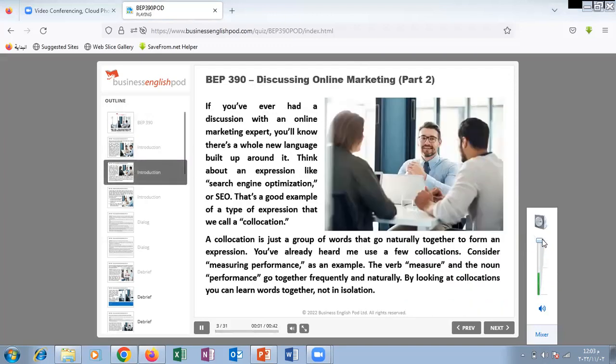If you've ever had a discussion with an online marketing expert, you'll know there's a whole new language built up around it. Think about an expression like search engine optimization, or SEO. That's a good example of a type of expression that we call a collocation. A collocation is just a group of words that go naturally together to form an expression. You've already heard me use a few collocations. Consider measuring performance as an example. The verb measure and the noun performance go together frequently and naturally. By looking at collocations, you can learn words together, not in isolation.